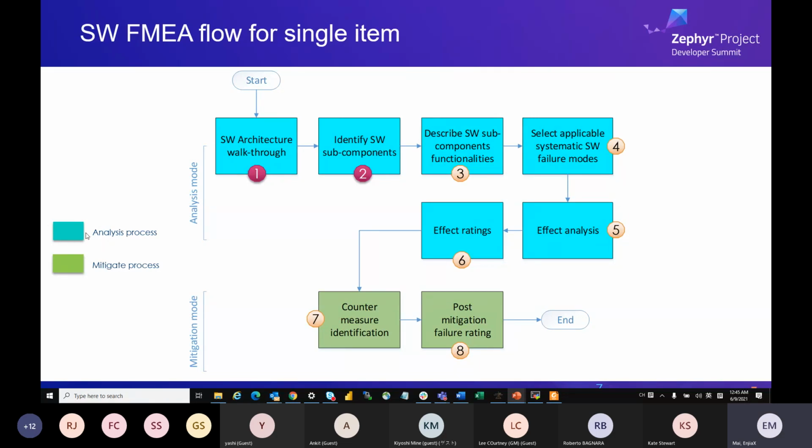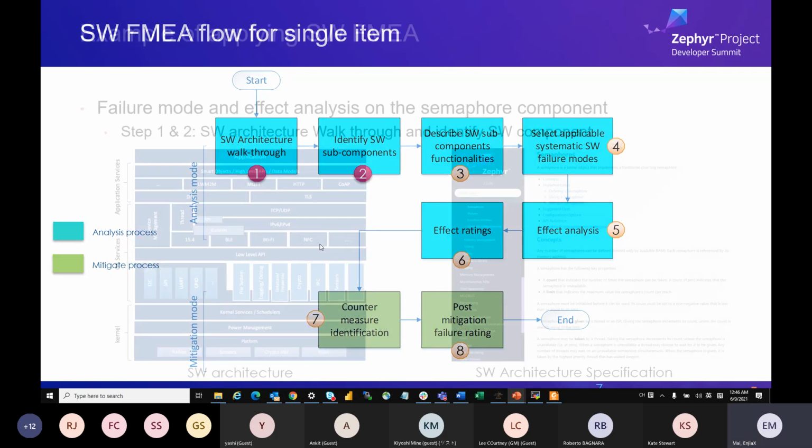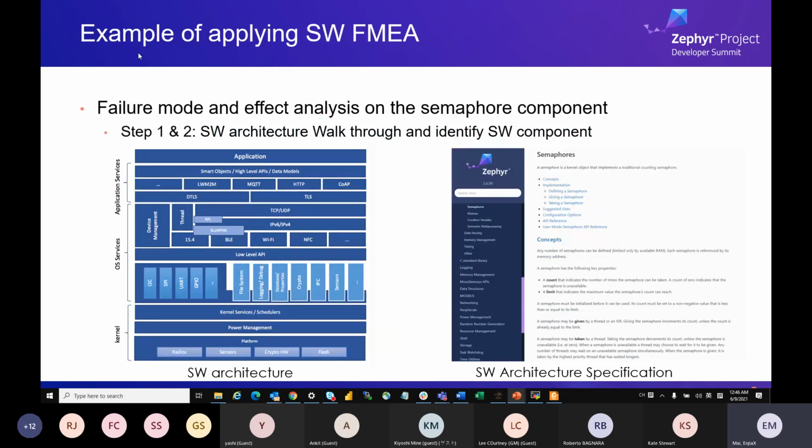Here, the light blue block means it is in an analysis process, and the green block means it's in a mitigate process. Okay, so let me show you a very simple example of how we apply the software FMEA. I'll take the semaphore, one of the Zephyr components, as the example to show you how to do failure mode and effect analysis. For step 1 and step 2, we should walk through the software architecture, and we will identify the related software component and the semaphore.